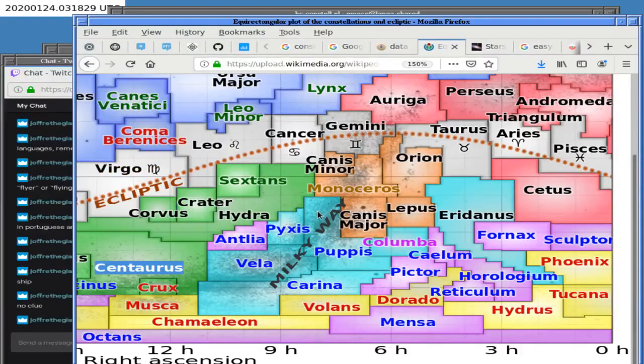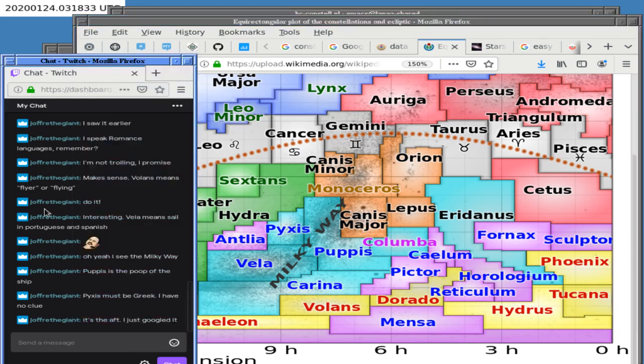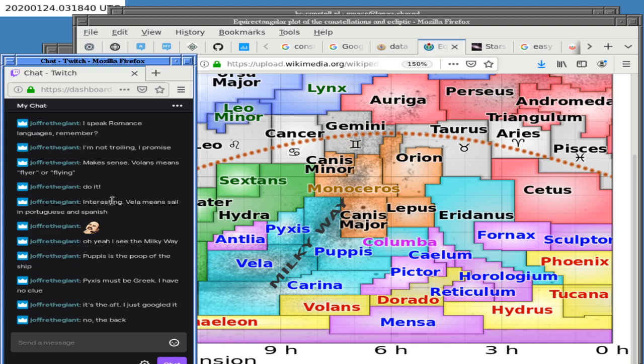So the aft is the front of the ship, right? No, aft is the back of the ship. I'm correct, the aft is the back. I know starboard is right, port is left. No, aft is the back. Okay, good. Stern is the forward. Stern is the part of the ship that goes the other way.